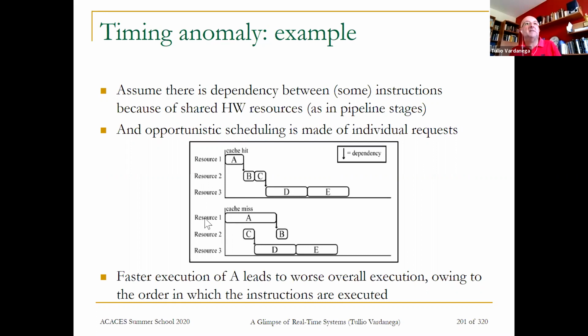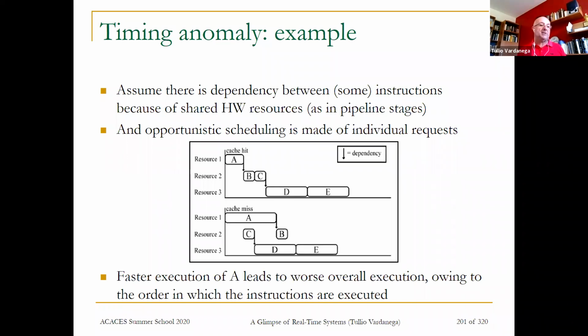Now let's look at what happens if the execution of A on resource 1 goes wrong, takes much longer. What happens? Something interesting. C goes first because B has to wait until A finishes. But if C goes first, D goes earlier. And D going earlier allows E to end earlier, which means a worst case locally has given rise to not a worst case globally. Very bad news. Very bad news.